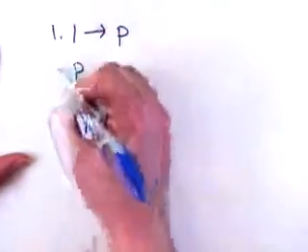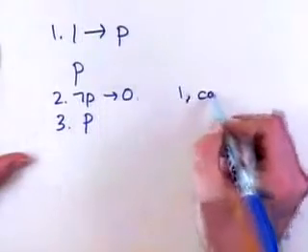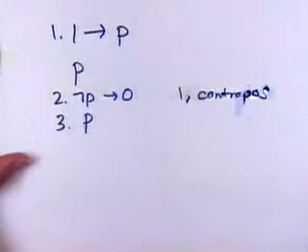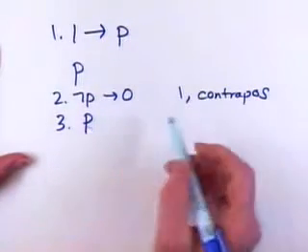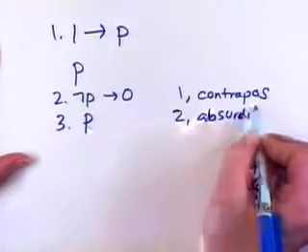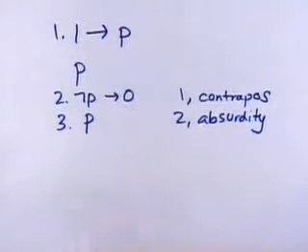So this is contrapositive, right? Sure. I negate both sides and change the order. Okay. And then I can conclude P from 2 and absurdity. It's just that people hadn't used it, that's all.